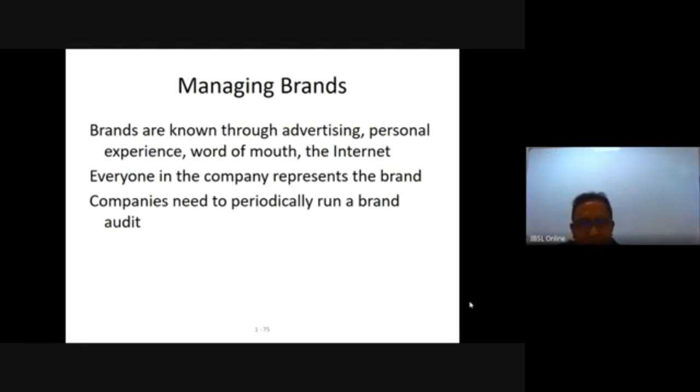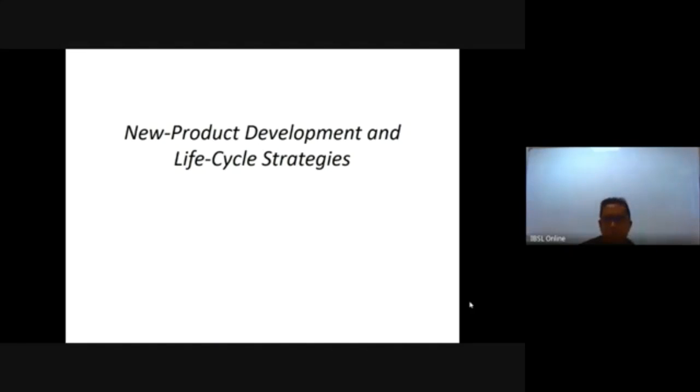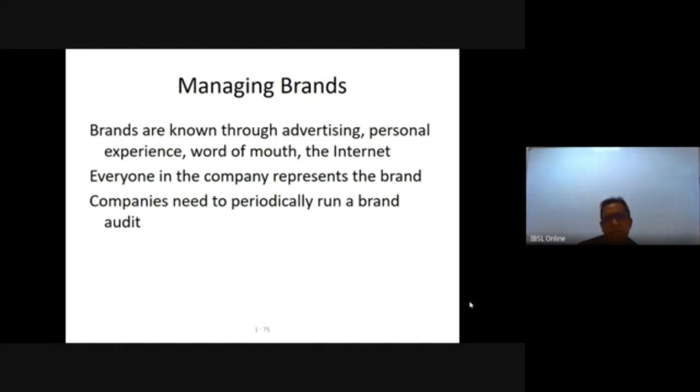Brands are known through advertising, personal experience, word of mouth, internet. Everyone in the company represents the brand. Companies need to periodically run a brand audit, that I think you know. Brand audit means from time to time you must make an audit and see the strengths of the brand, weaknesses, opportunities, threats. Because customer requirements are changing, your brand also must change accordingly, otherwise your brand will be outdated or stale. To avoid that, you do a periodical brand audit and see whether the brand is up to date in terms of the customer needs in the marketplace.